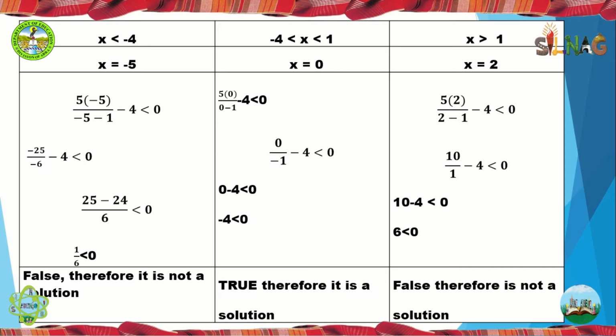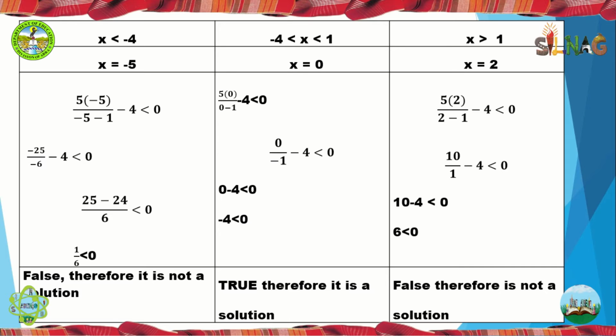So let us test points from these intervals. If x is less than negative 4, let us use negative 5 as the value of our x. We substitute negative 5 in the given inequality. So we have 5 times negative 5 over negative 5 minus 1, minus 4 is less than 0. Then 5 times negative 5 is negative 25. Negative 5 minus 1 is negative 6. Minus 4 is less than 0.